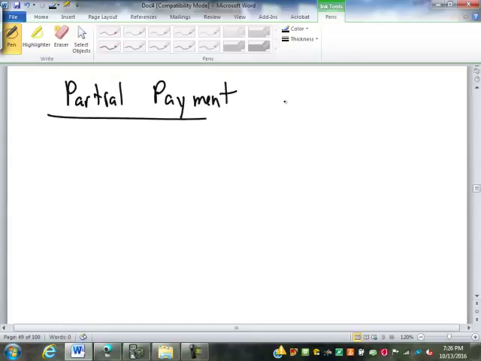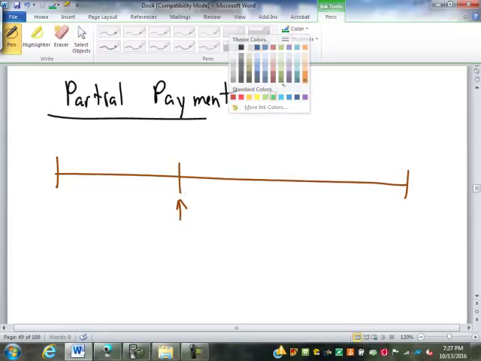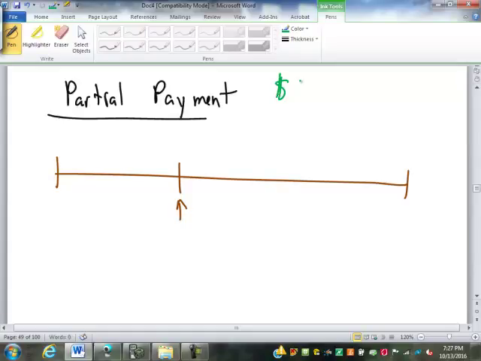Partial payments come in when, as the buyer, I'm sitting here on this timeline, and this is the end of my discount period. I'm getting close to the end of that discount period, and I don't have enough money to pay the whole bill. Let's say we have a $5,000 invoice, and it is a 2% discount if we get the cash discount.